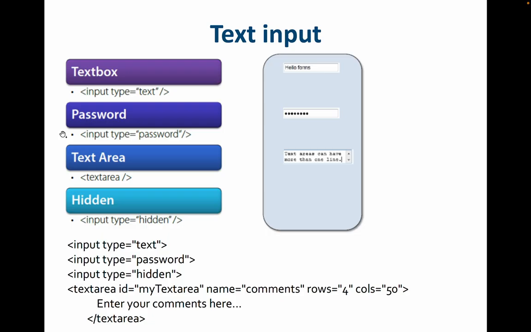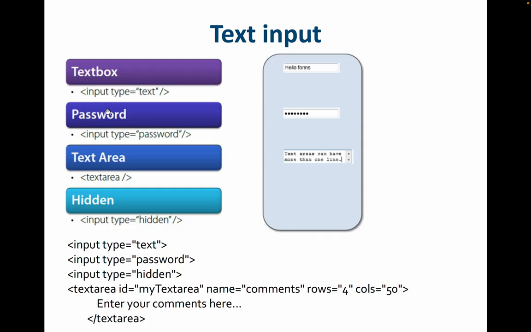The first one is the text box. How do we do it? We can just use the input tag, and then set the type as text. This will give us a single line that users can provide answers in. Think about when you register on a website and need to provide your name. A text box can be useful for that.